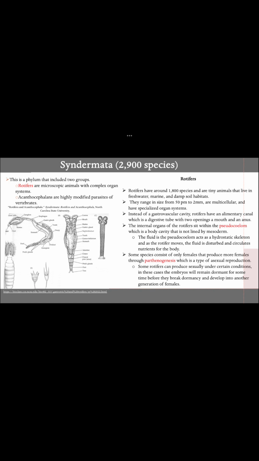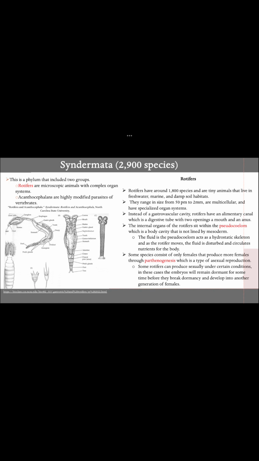Instead of a gastrovascular cavity, rotifers have an alimentary canal, which is a digestive tube with two openings, a mouth and an anus. The internal organs of rotifers sit within the pseudocoelom, which is a body cavity that is not lined by mesoderm. Some species consist of only females that produce more females through parthenogenesis, which is a type of asexual reproduction. Some rotifers can reproduce sexually under certain conditions.